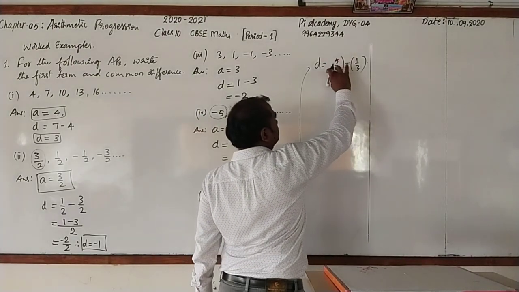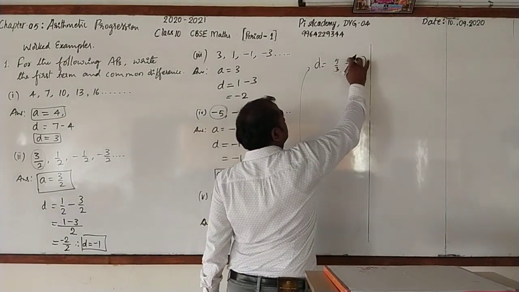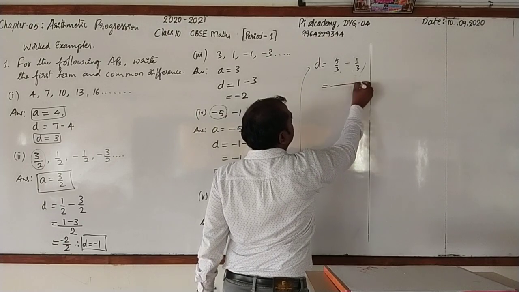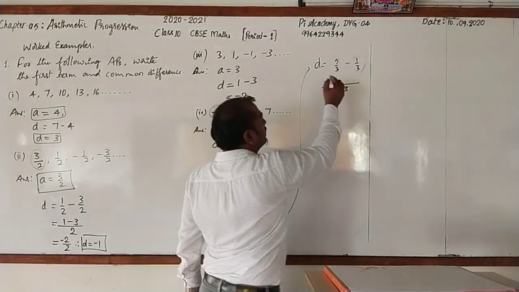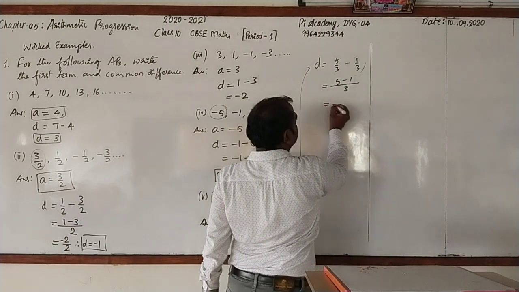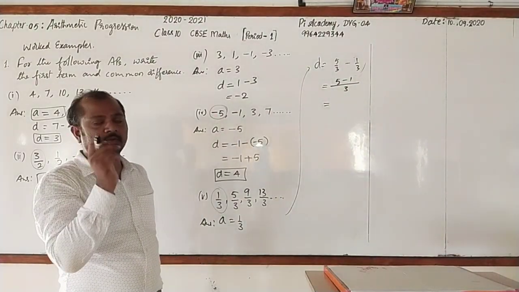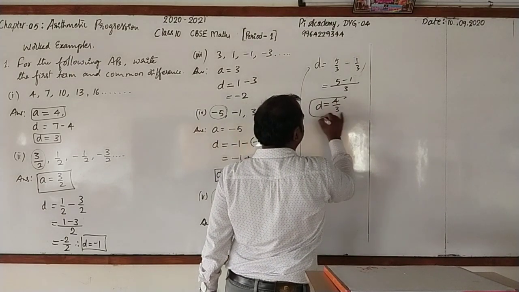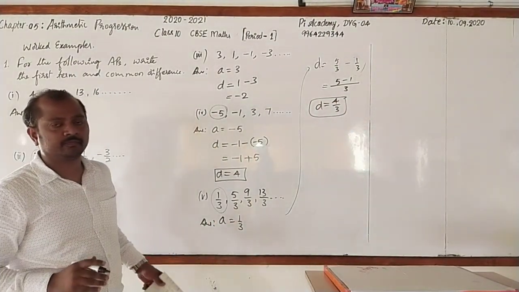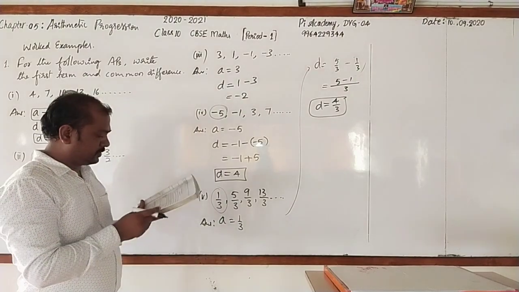It can be written as 5 by 3 minus 1 by 3, like this also. LCM is 3. Denominator terms are same. Write the numerator terms as it is, 5 and minus 1. 5 minus 1, 4. 4 by 3. So D is 4 by 3. Followed? Yes. One more is there.